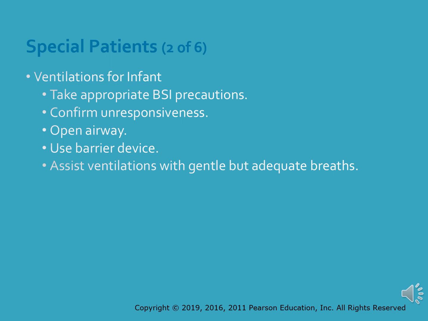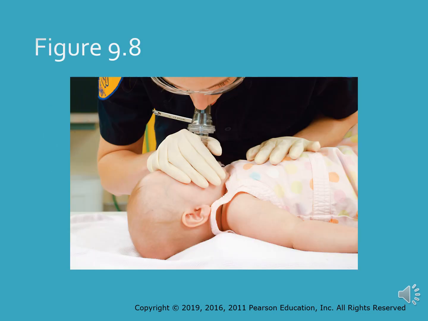When assisting ventilations for an infant or a small child who has a pulse but is not breathing normally, make sure you take the appropriate BSI precautions. Then perform the following steps. You want to confirm unresponsiveness, open the airway, use a barrier device, and assist ventilations with gentle but adequate breaths. Here's an example of a mouth-to-mask ventilation of an infant.